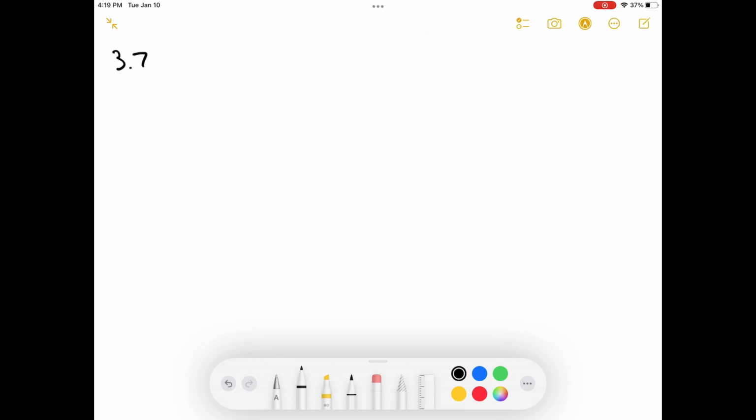3.7. Hey, this is me from the future. I am just noticing that I wrote 3.7 here. It is actually 3.8. So we are doing problem 3.8. No need to worry about that.